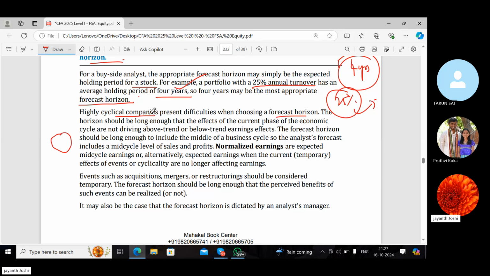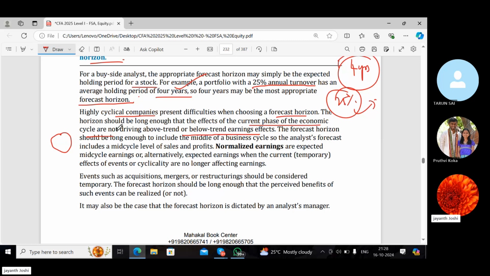The horizon should be long enough, as I said, that the effects of the current phase of the economic cycle are not driving above-trend or below-trend earnings effects. That means if you take a long period, it will be easy for you to study the fluctuations, and the effects of the fluctuations can also be seen properly. Otherwise, in the short term, you may not be able to study that, and you may give a wrong kind of suggestion to the client with whom you are in consultation.